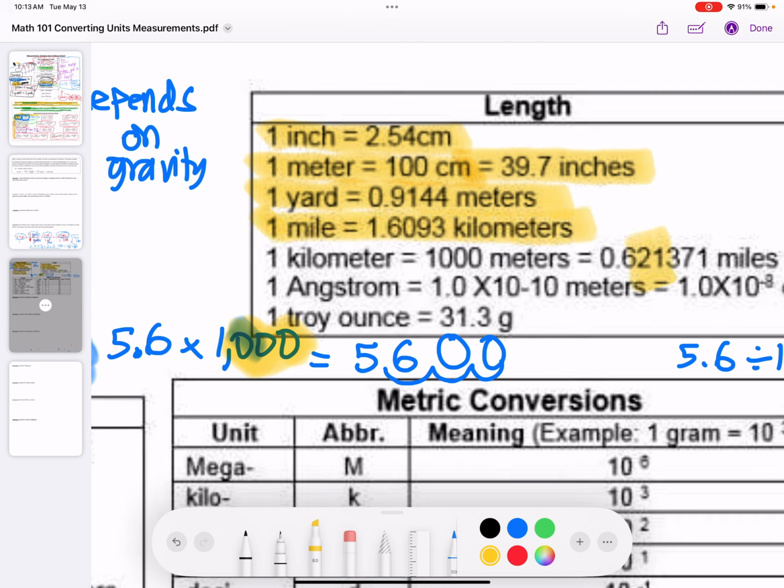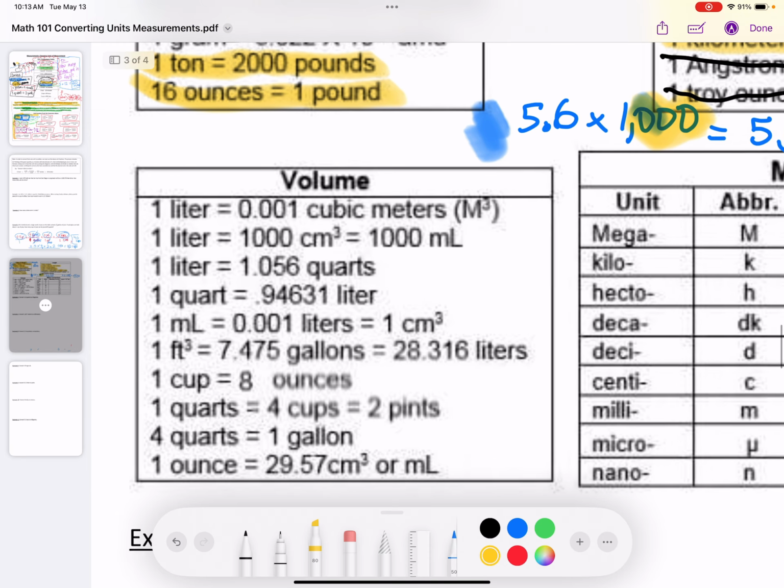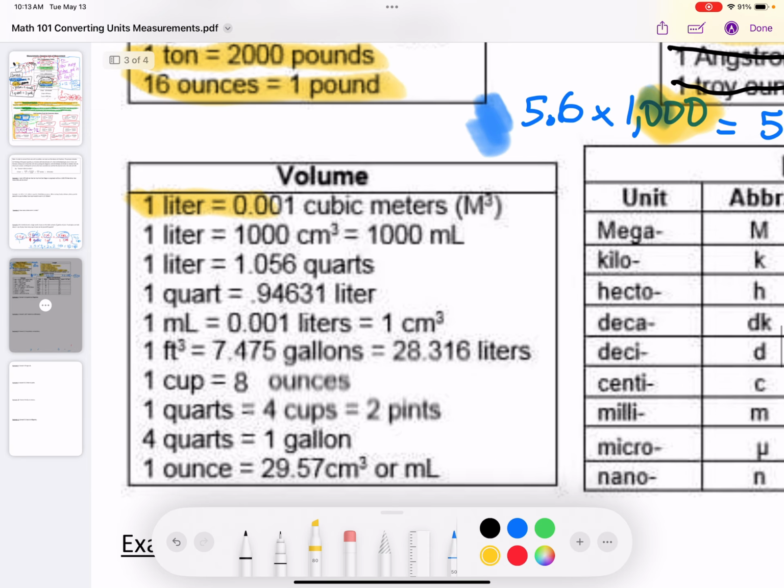I think these next ones, we're not going to need these guys. I'm going to get rid of that guy and that guy. But maybe kilometer, I could see kilometer to meters or kilometer to miles. That's pretty common. All right, and then volume, 1 liter is 0.001 cubic meter.